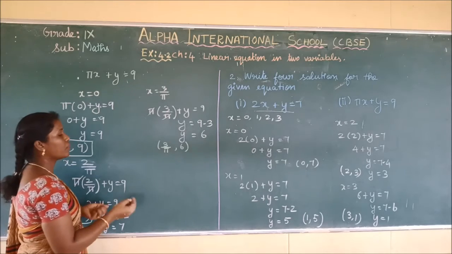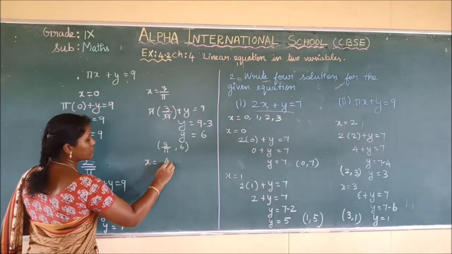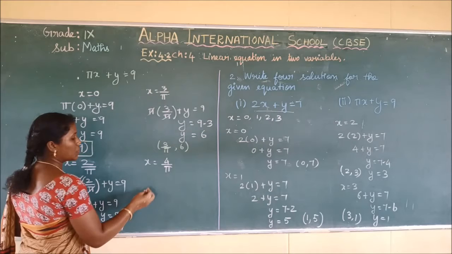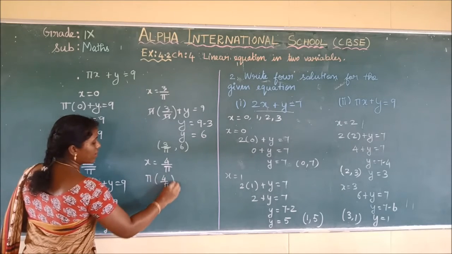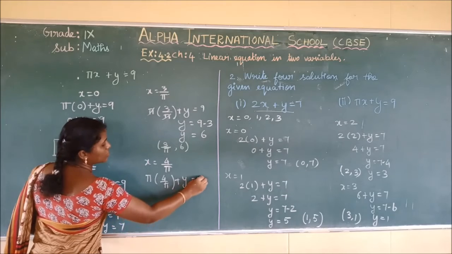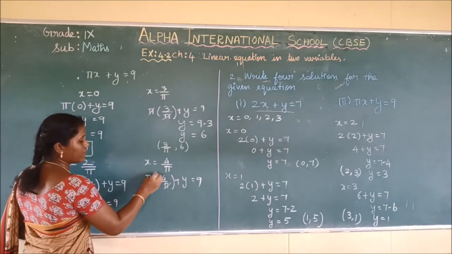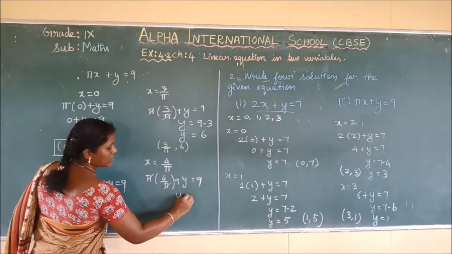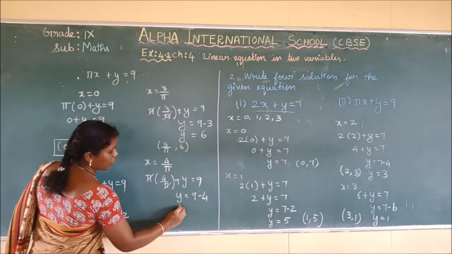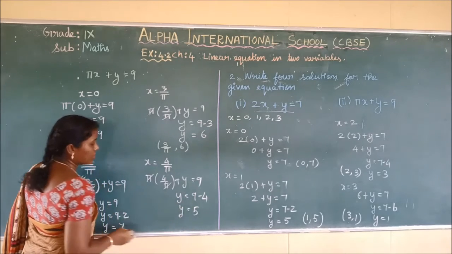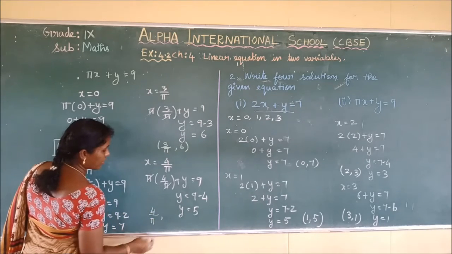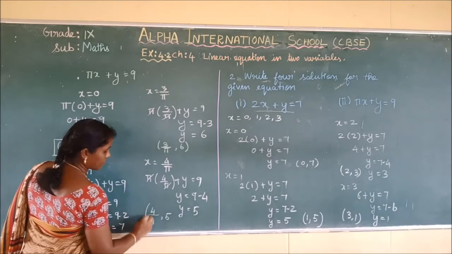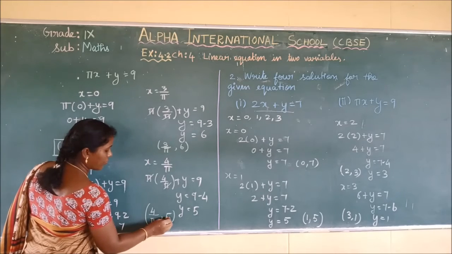In the same way, the fourth value I am taking x is equal to 4 by pi. So then what will happen? Pi into 4 by pi plus y is equal to 9. Pi and pi will get cancelled. So y is equal to 9 minus 4. Y is equal to 5. So the fourth set of solution is 4 by pi, 5.